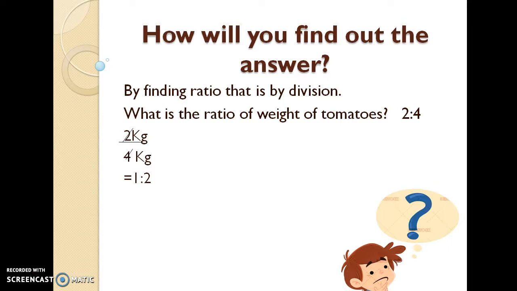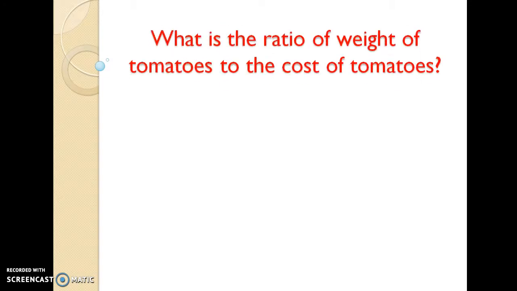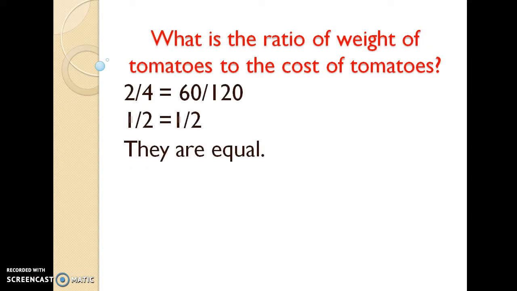And what is the ratio of the weight of the tomatoes? Yes, 2 by 4, 2 kg divided by 4 kg. So you will get the final answer as 1:2. And what is the ratio of the cost of the tomatoes? The cost of the tomatoes will be 60 by 120. 2 by 4, after cancellation, you will get 1 by 2, and 60 by 120, after further cancellation, you will get 1 by 2.